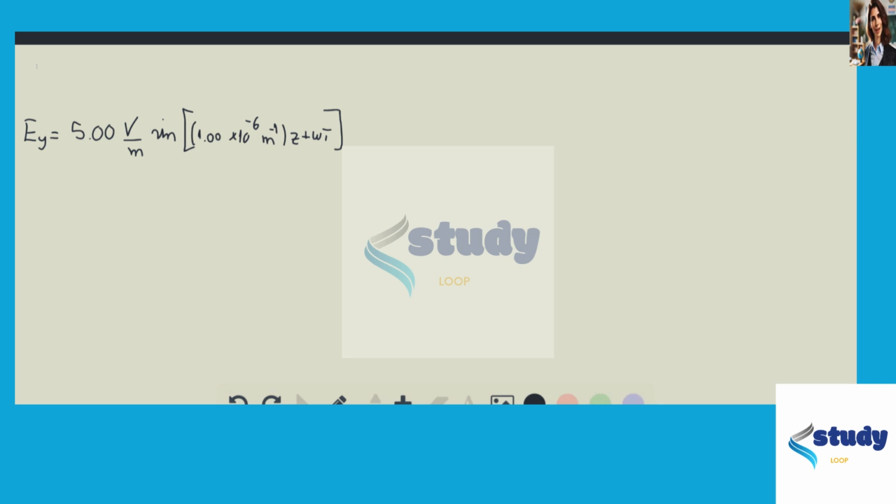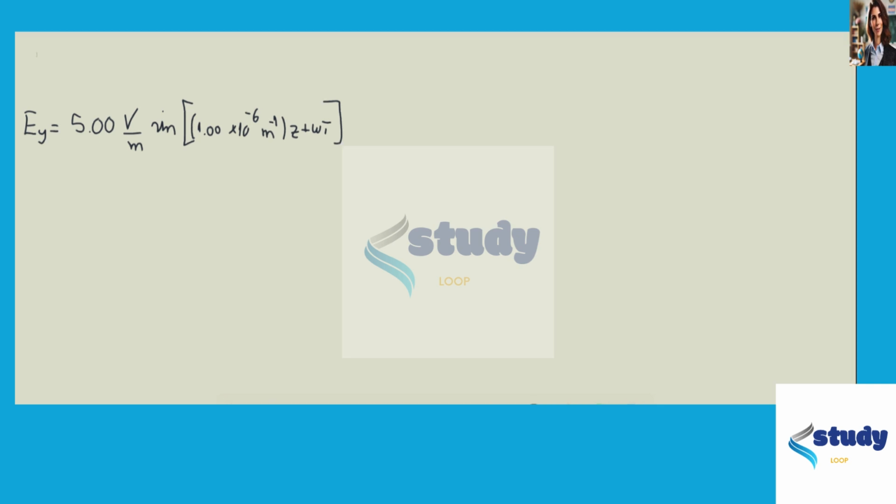They give you the electric field and they want to know the magnetic field component of the wave and some information about the wave in general. So let's remember that the magnitudes of the electric field and magnetic field are related by the speed of light. In general, E_M divided by B_M, the magnitudes, is equal to the speed of light.